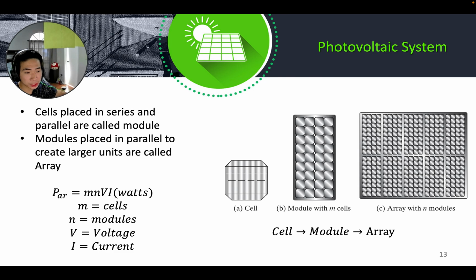The equation below is basically your simple power equation times the area, which represents the number of cells. So V times I is power, and M and N are the dimensions of the cells. So it's surface area times the power equation that we're very familiar with.